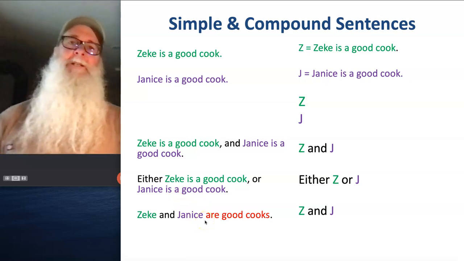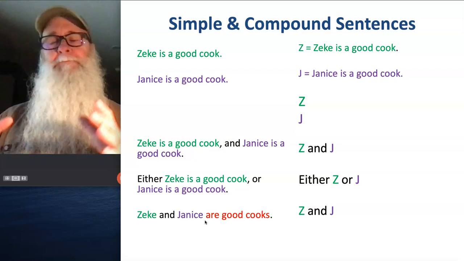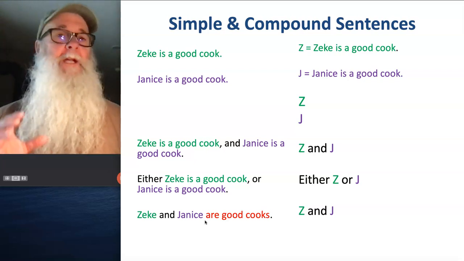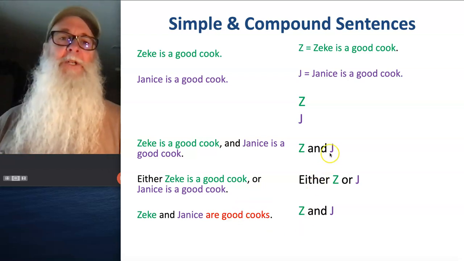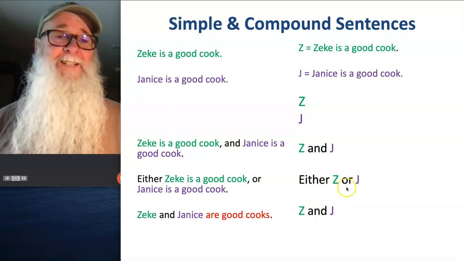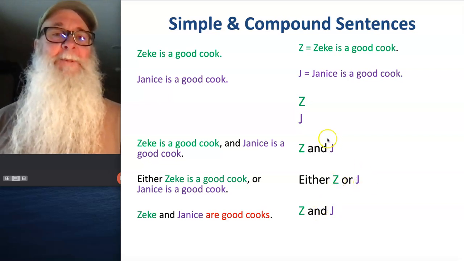So what we're going to focus on in propositional logic is identifying when we have simple sentences that are being brought together to create compound sentences, and we're going to look at different ways to represent those relationships that might exist between these simple sentences.